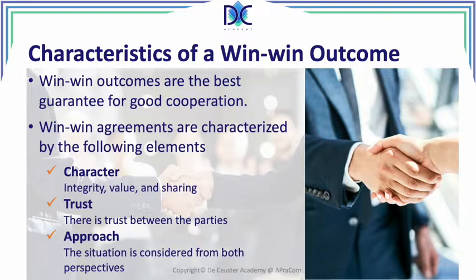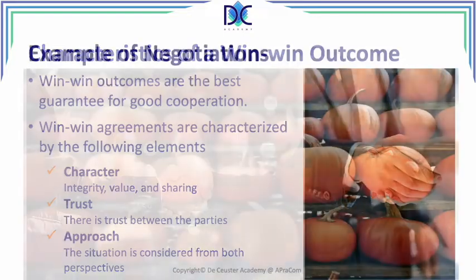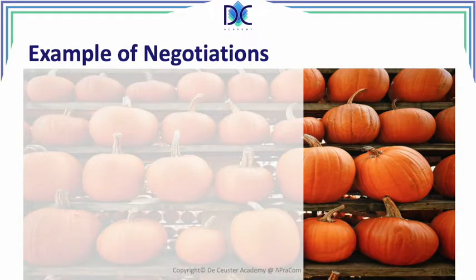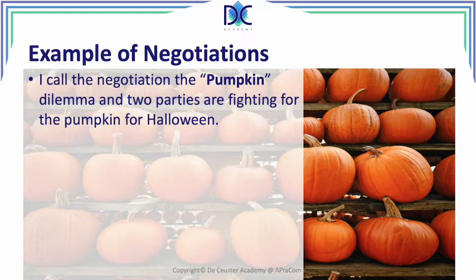Here is an example of a negotiation. I gave it a slightly different name in the course, but I talk about the pumpkin dilemma. The pumpkin dilemma is about two companies who are fighting to buy the pumpkins for Halloween. The thing is that both of them are just thinking about buying the pumpkin. Some of them want to make masks from it. Other people want to use the seeds or different things. But the parties at the beginning are just considering buying the pumpkins because they want to have the pumpkins.